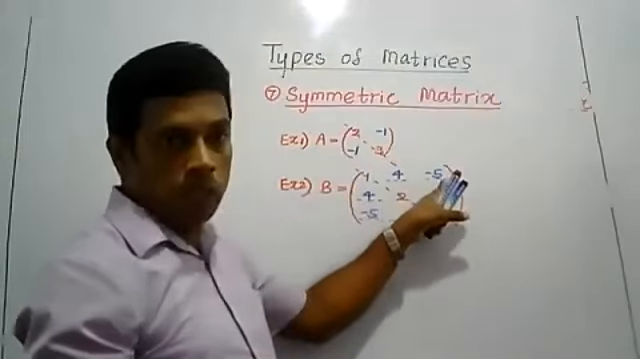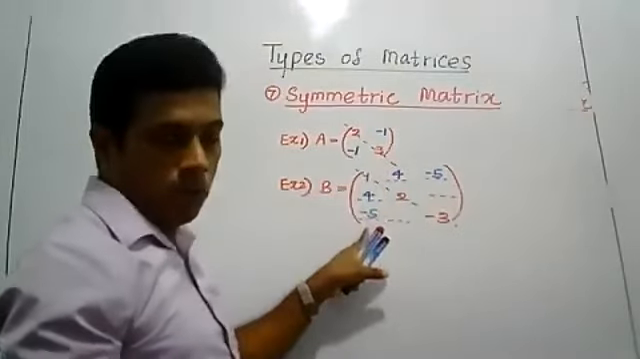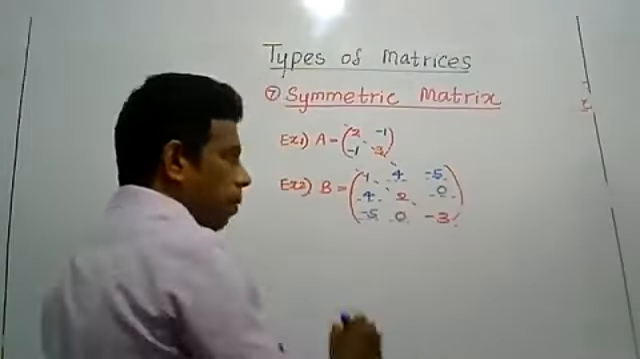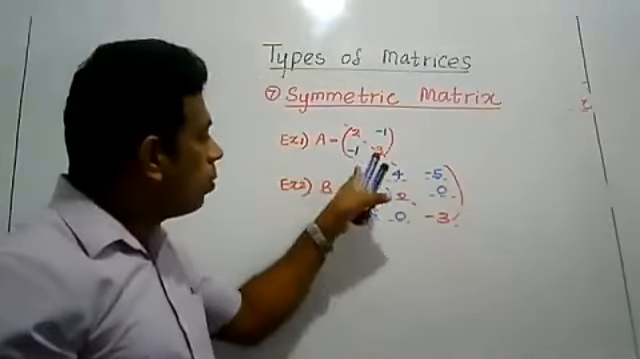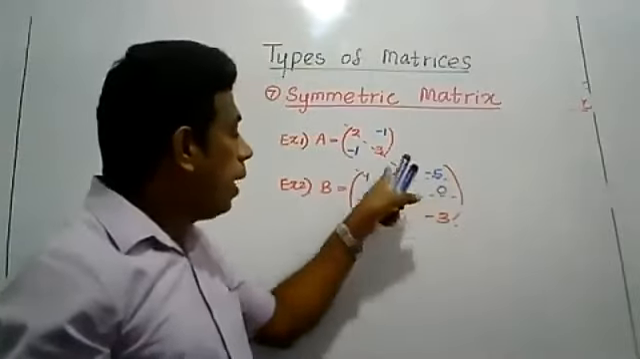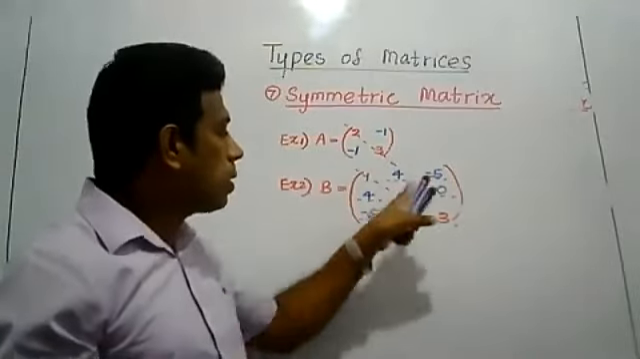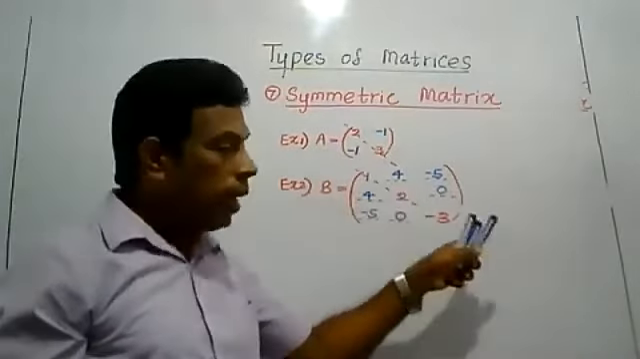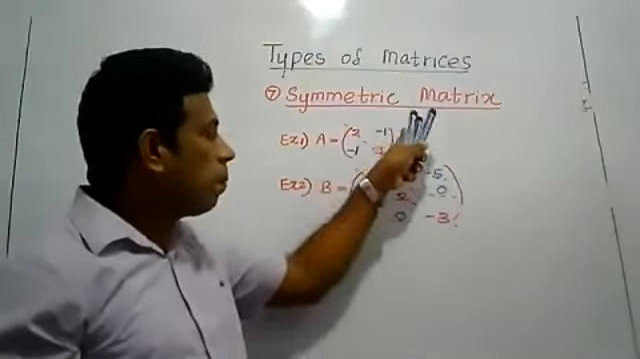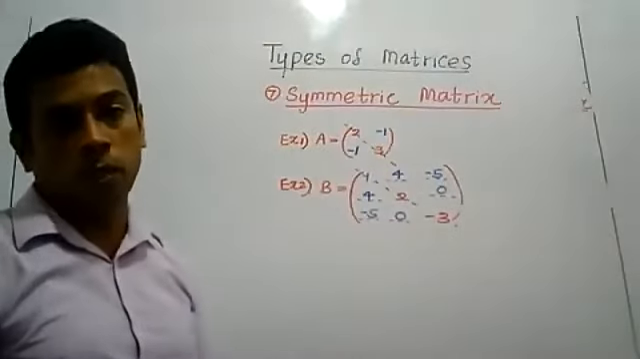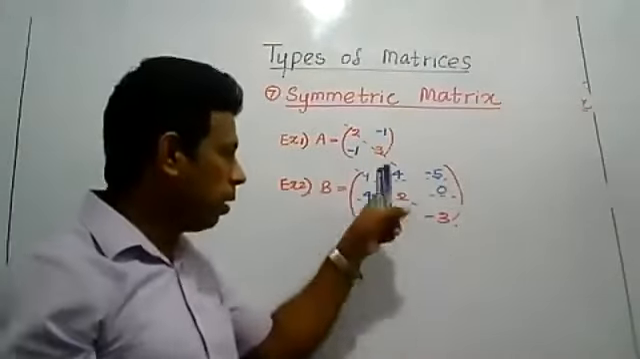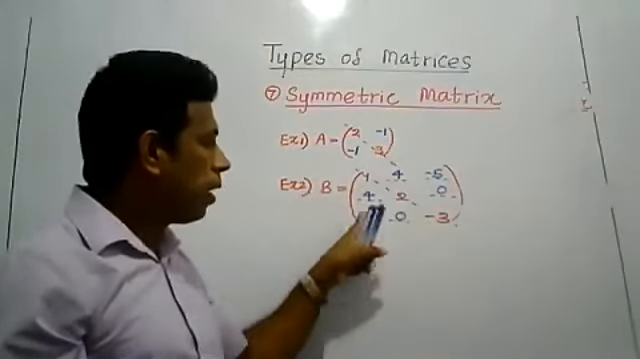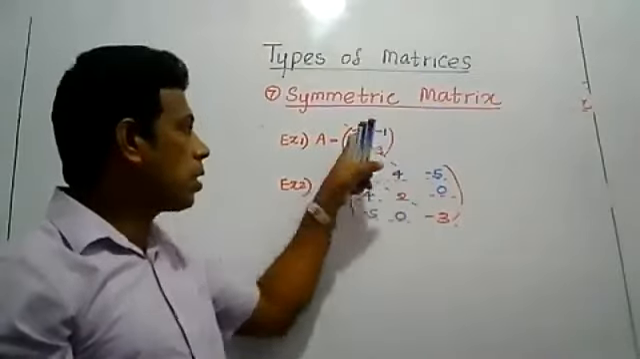First row, third column; first column, third row: same element. Here and here also, we want to represent the same element. Around this main diagonal, when the elements are equal, that is called a symmetrical matrix. Around the main diagonal, the elements represented on the two sides should be equal. Same places, same element; symmetrical places, same element. 4 and 4, -5 and -5, 0 and 0. Here also -1 and -1.